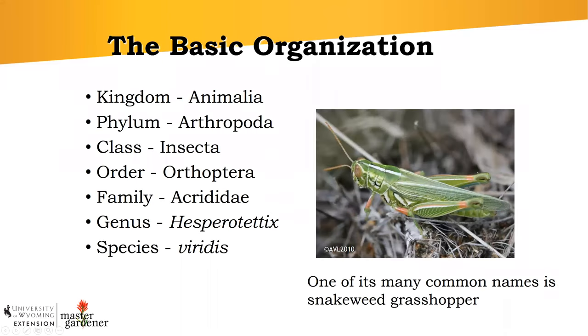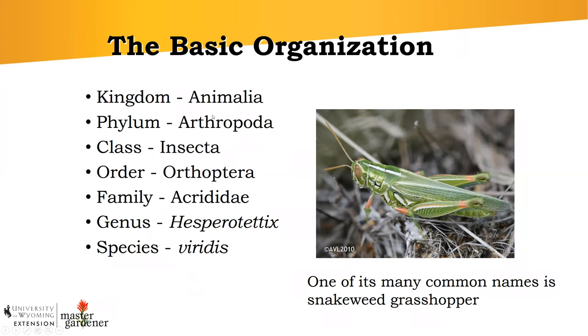The basic organization of all life goes into kingdom, phylum, class, order, family, genus, species. Then there are lots of subs and supras and all that sort of stuff, but these are really the basic categories. So these are the categories for this grasshopper called the snakeweed grasshopper.